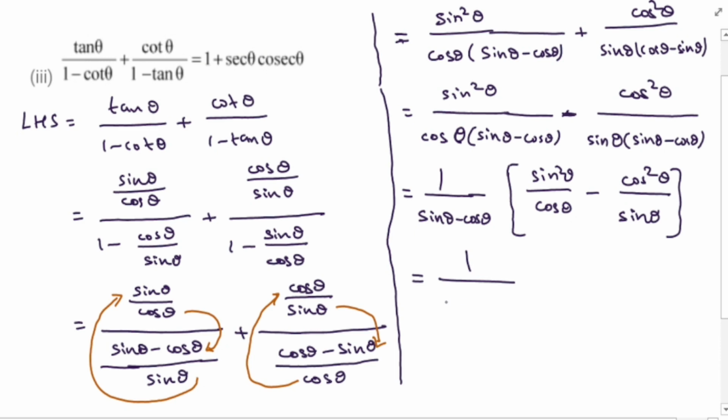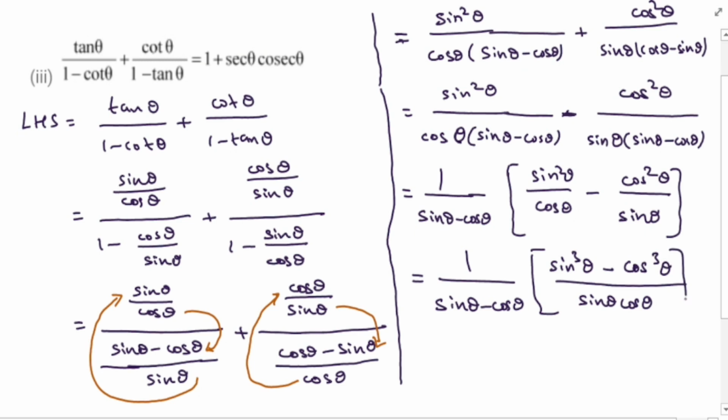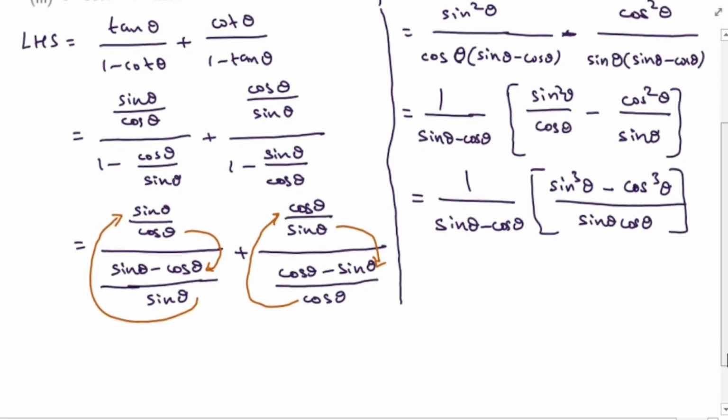This is equal to 1 divided by sin theta minus cos theta, again LCM sin theta into cos theta, sin square theta into sin theta will become sin cube theta minus cos theta into cos square theta will become cos cube theta. We have an identity for a cube minus b cube, that is a cube minus b cube is equal to a minus b into bracket a square plus b square plus ab. Use that identity here to simplify the equation.